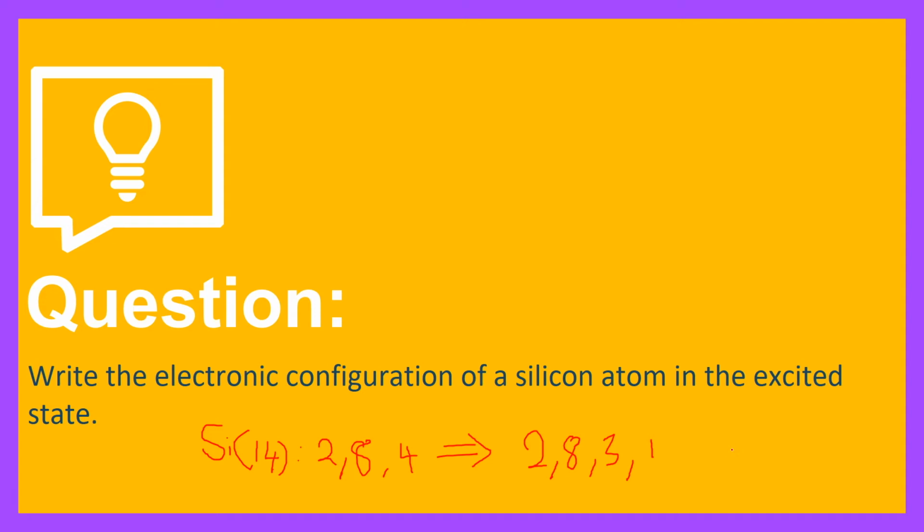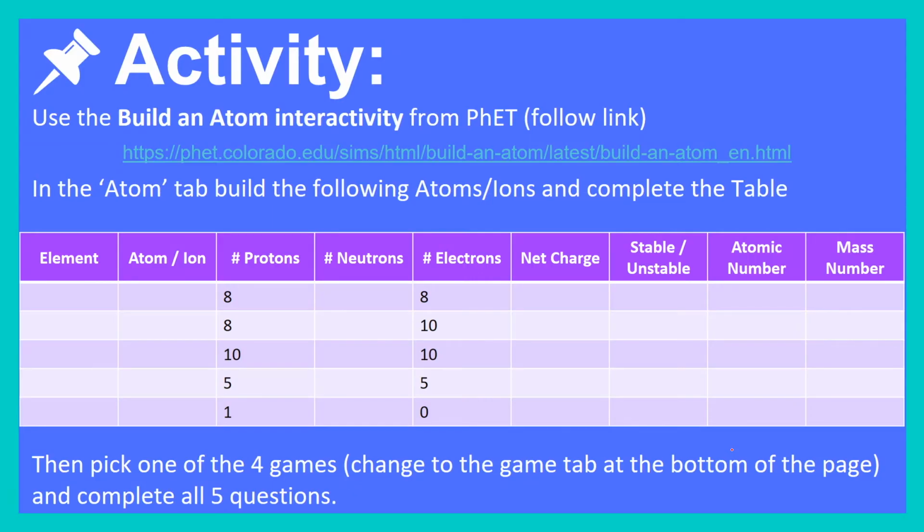So you might have represented it that way, but you could have done a whole different thing. You might have gone 2, 8, 2, 2. That would be just as correct for this scenario. So that's how we can actually show something getting excited with its electrons and moving them around like that.